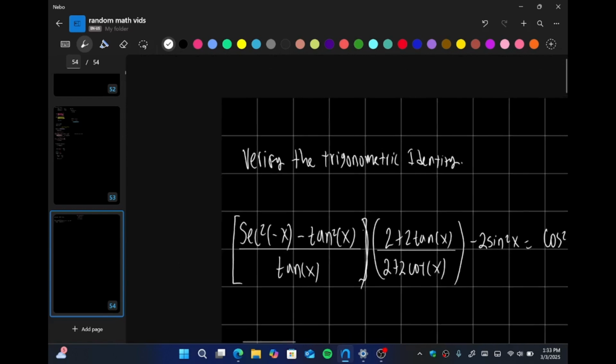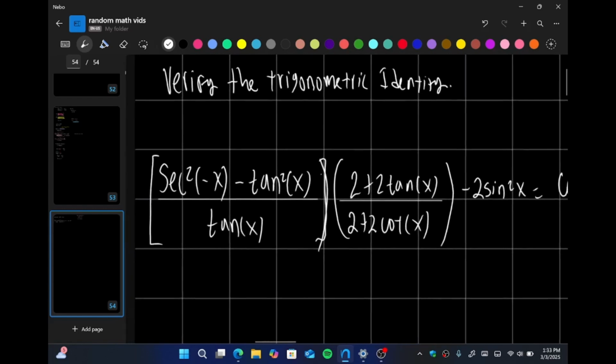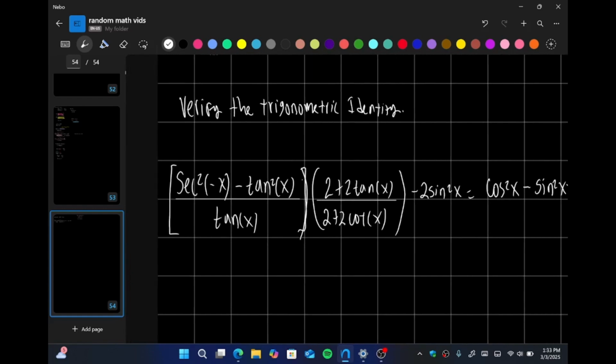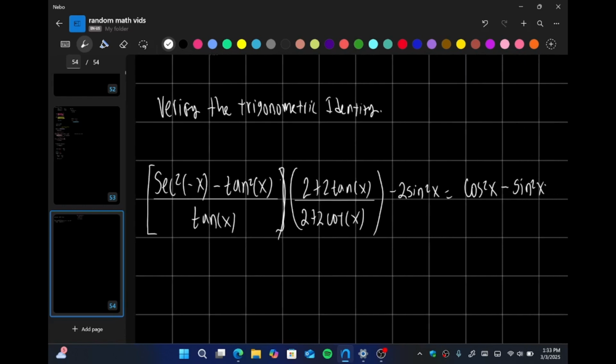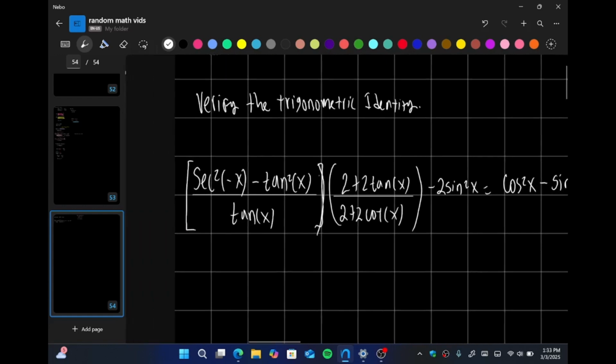So in this video, I want to go over a different trig identity problem. Okay, so give me a second. We have: verify the trigonometric identity. Secant squared of negative x minus tan squared x over tan x, times 2 plus 2 tan x, all over the quantity 2 plus 2 cotangent x, minus 2 sine squared x equals cosine squared x minus sine squared x.